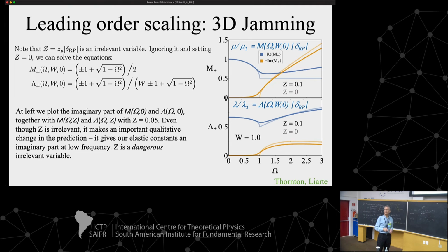All right? We're getting near the end. Any questions? So we got a dangerous irrelevant variable, a crossover, a singular correction to scaling.